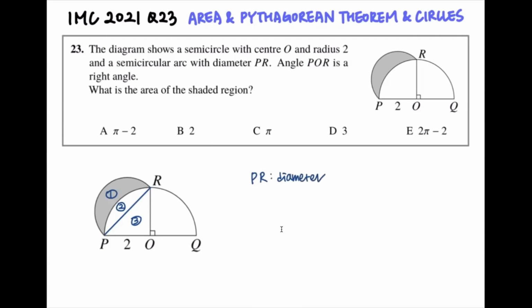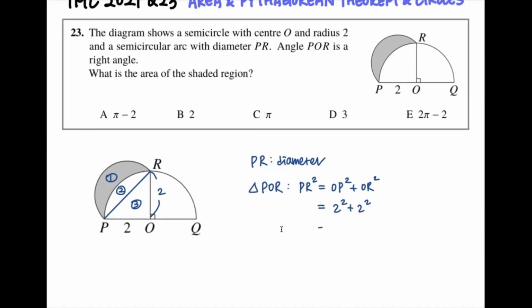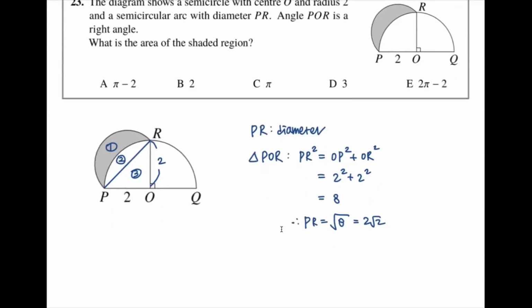And to get the length, we have to use the Pythagorean theorem of triangle POR, which would be PR squared, which is the hypotenuse, equal to OP squared plus OR squared, and that is 2 squared plus 2 squared, because it's the radius of the bigger semicircle, and that is equal to 8. Therefore, PR is square root of 8, that is 2 root 2. We know that the radius is half of the diameter, and we get root 2 as a radius.